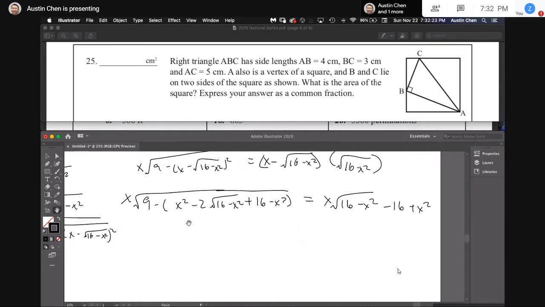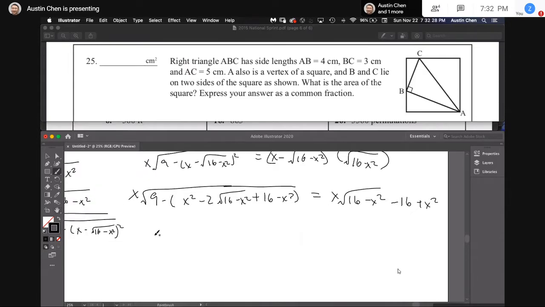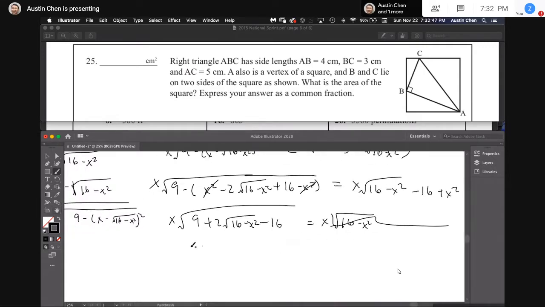Okay? And then, alright, we can simplify this a little bit. We can cancel out the x squares. So then we have 9 plus 2 times root 16 minus x squared minus 16. And then this will be 2 root 16 minus x squared minus 7.